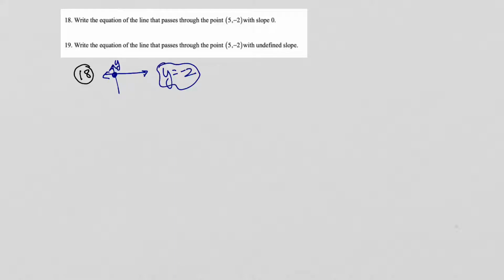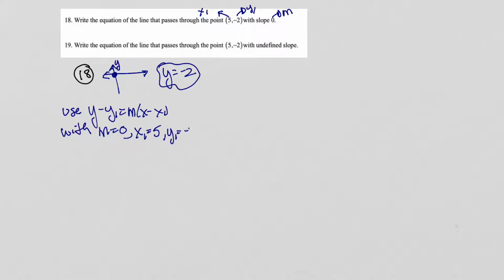Now, if you don't see that, then let's use our point-slope form, which is y minus y1 equals m times x minus x1. I'm going to write it up here now. m is equal to 0. That point right there is the x1, and that point there is the y1. So we're going to use this form here with m equal to 0, x1 equal to 5, y1 equal to negative 2.